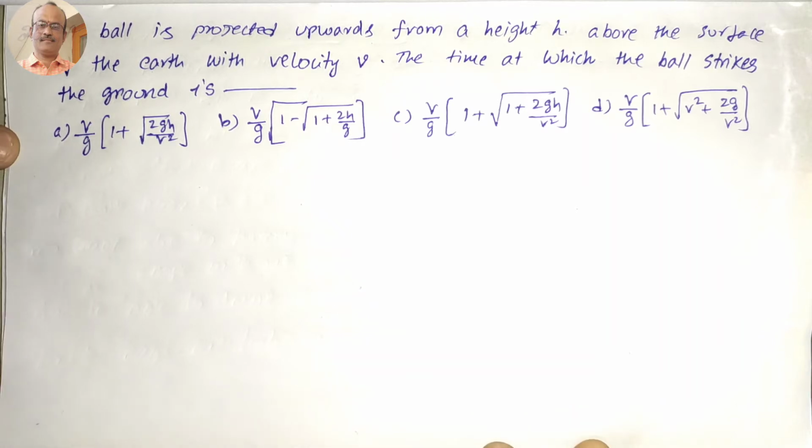Now question number 26. A ball is projected upwards from a height h above the surface of the earth with velocity v. The time at which the ball strikes the ground is how much?